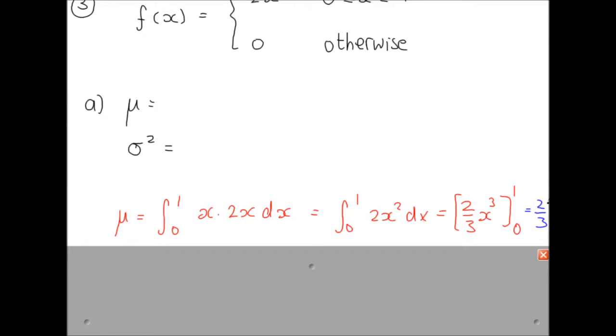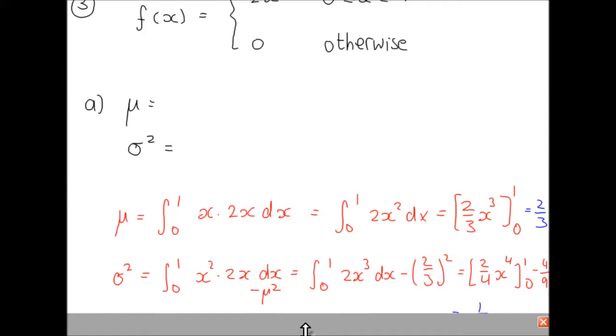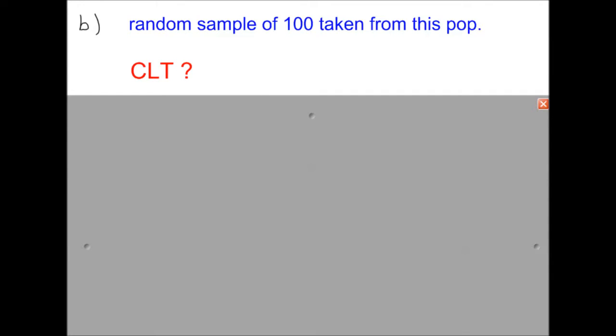So the mean is 2/3. Doing some simple integration here and just following the formula from the formula book. We could do something similar with the variance, and the variance is 1/18. A random sample of 100 is taken from this population. So can we use the central limit theorem for the sample means? And the answer is yes, we can, because the underlying population distribution is unknown, it's not normal, and we're taking large random samples.